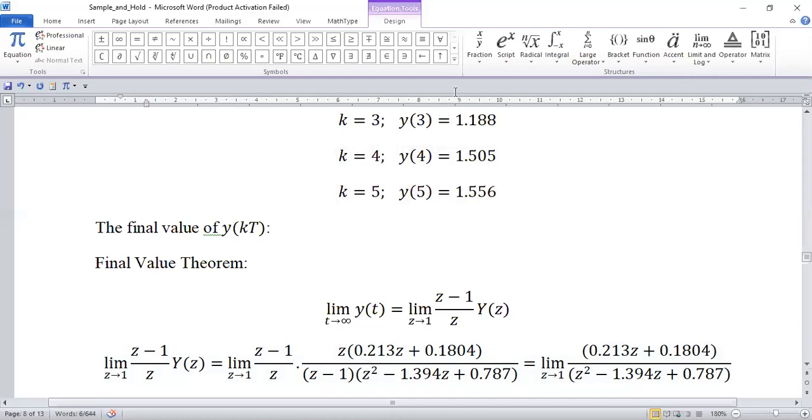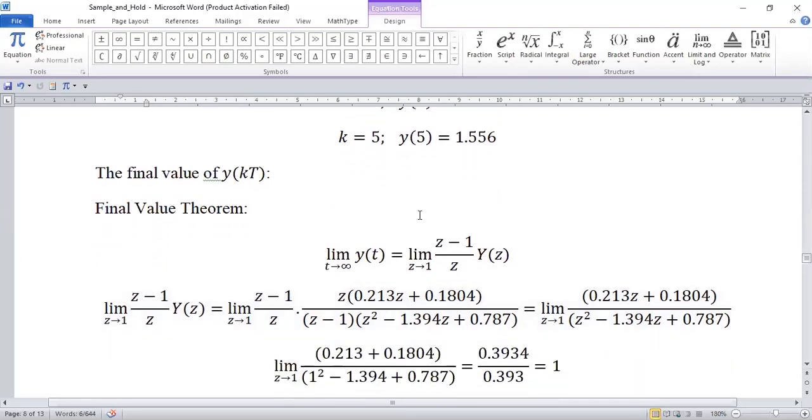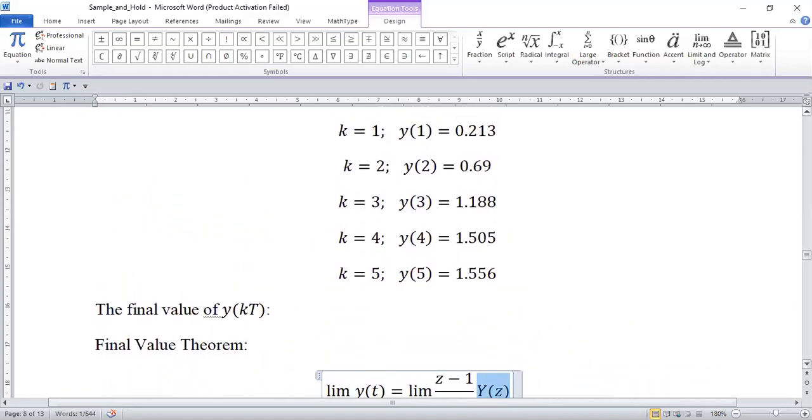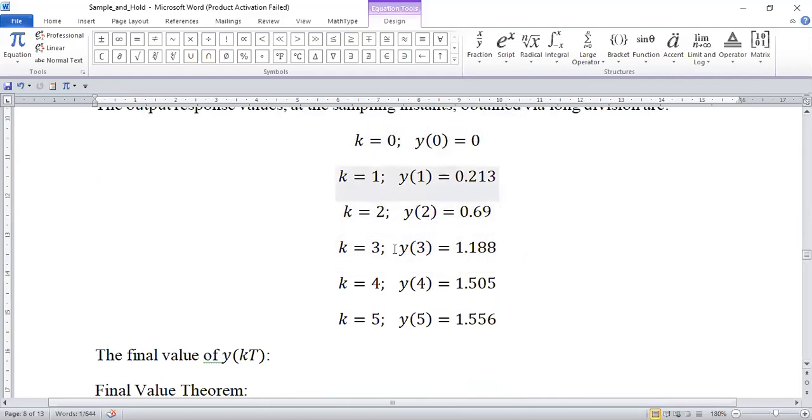So in order to do that, we use the final value theorem. The final value theorem states that the limit as t tends to infinity is equal to the limit when you multiply this with y of z. A brief explanation on the final value theorem: the z transform is an infinite series. So we're supposed to continue with k equal to 5, k equal to 6, k equal to 7 till infinity.